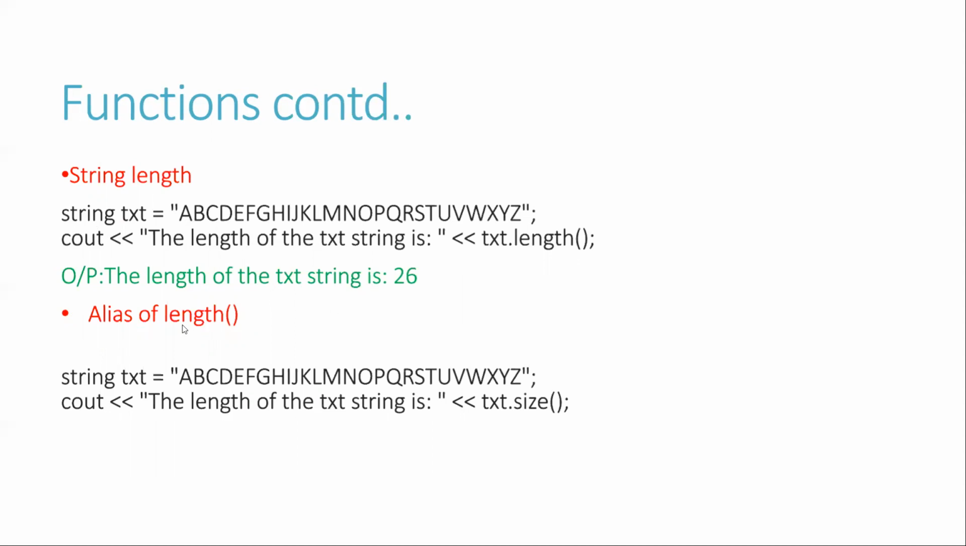For string length, the standard function is length, right? It calculates the length of the string and gives the output. In this example, 26 letters of the alphabet have been put inside double quotes. That means the output should be 26. So size is the alias of length. Either you can use length or you may use size, right?